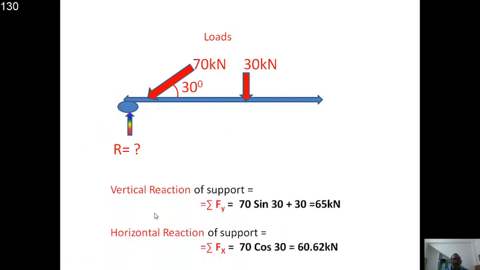So this is the solution. The vertical reaction of the support, sigma F of y, is totally taken by Ry. So Ry is equal to 70 sin 30 plus 30, which is 65 kilonewtons. The horizontal reaction of the support, sigma F of x, equal to 70 cos 30, is equal to 60.62 kilonewtons. This is the way you have to find the reaction. Therefore, sigma F of y is equal to Ry and sigma F of x is equal to Rx.